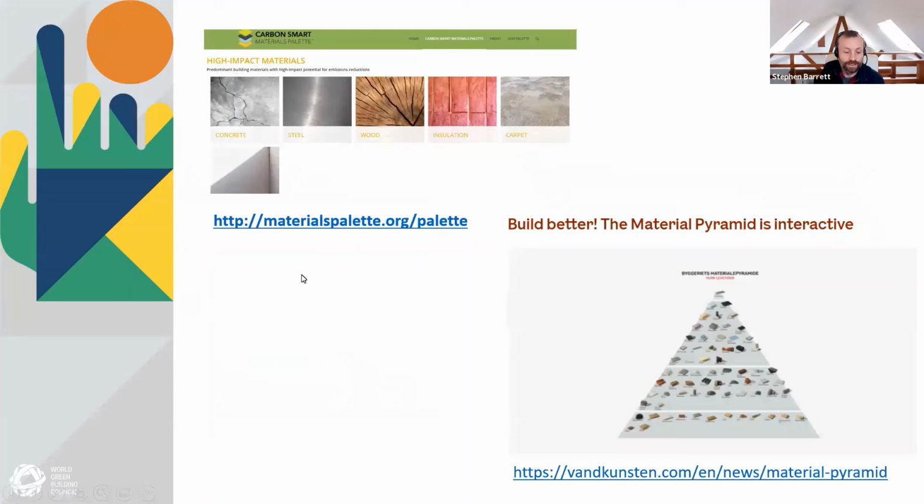So here are a couple of really good websites to help you start looking at different materials and looking at materials in a different way. Building specifiers do have a big role to play here. If you go to the pyramid there, it's a really great little tool. At the bottom of that website, you can start doing some basic calculations to see the differences that you can make. And it's just laid out in a really nice visual way.